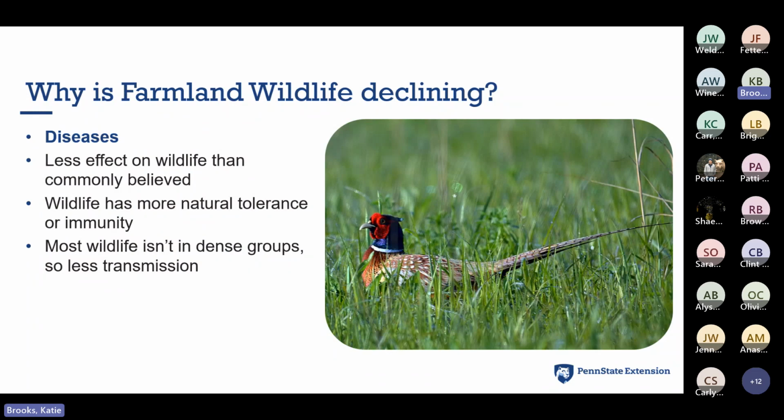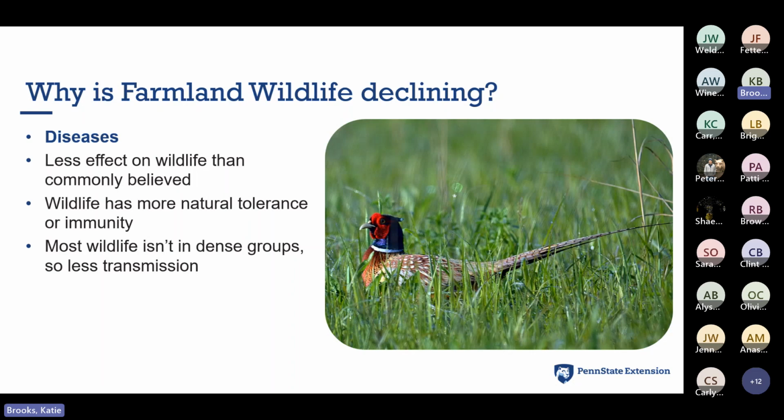So then we also talk about diseases with the natural decline. These are things like rabies, avian influenza, chronic wasting disease, West Nile virus. Unlike domestic animals, wildlife has more natural tolerance or immunity to these diseases, and there's less effect on wildlife populations than is commonly believed. When we have disease on farms, we see an issue with things like poultry flocks and avian influenza, and it affects most or all of the birds because they're in one small area. But in most cases for wildlife, they're more dispersed, so there's less transmission and in turn less decline as a result of diseases introduced to wildlife populations.